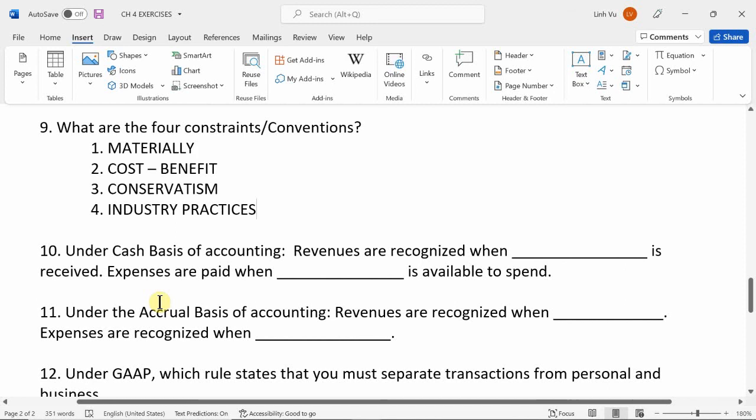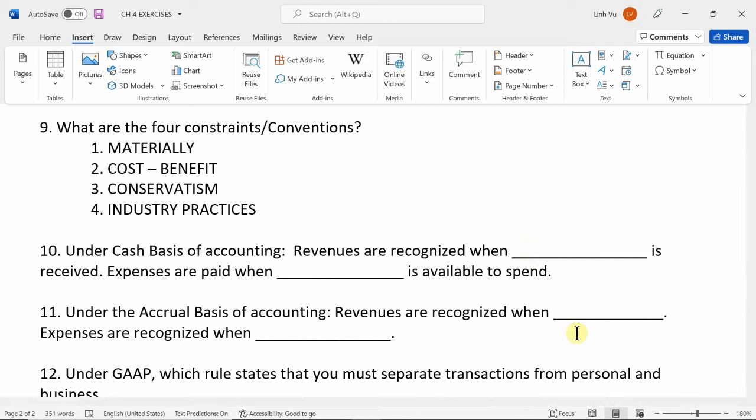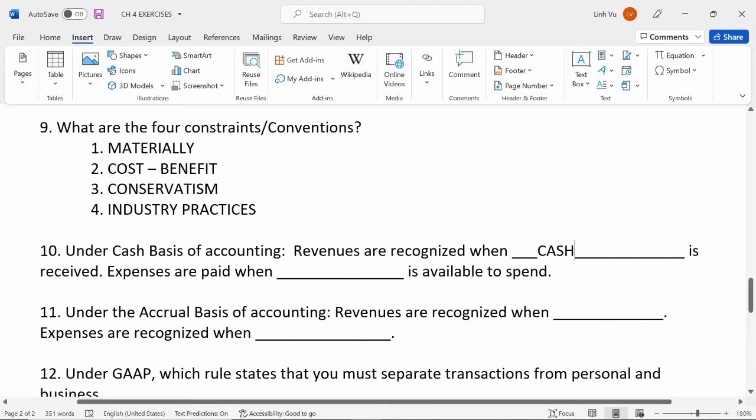Number 10, okay? Under the cash basis of accounting, revenues are recorded when blank and expenses are paid when blank is available to spend. Revenues are recognized when cash is received. Expenses are paid when cash is paid out. It's all about cash.